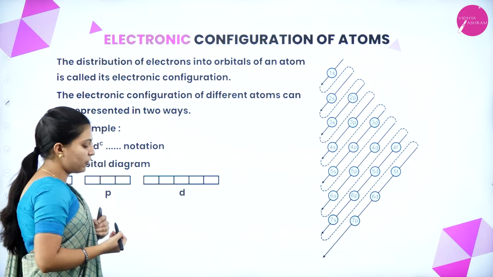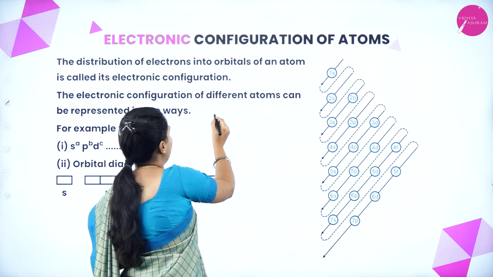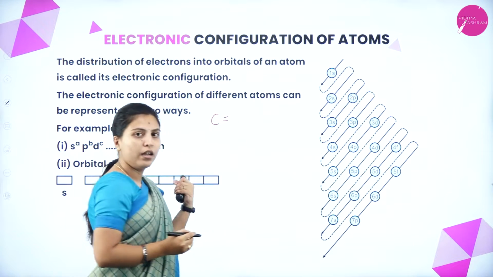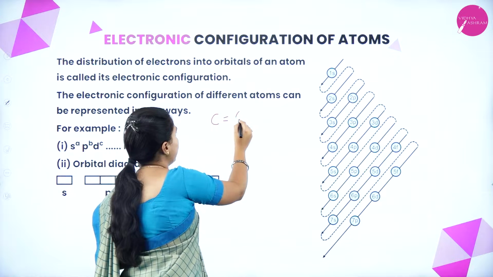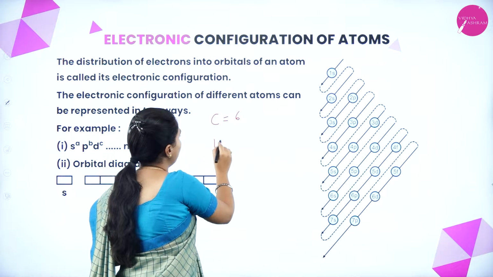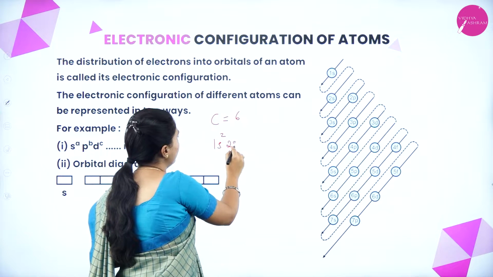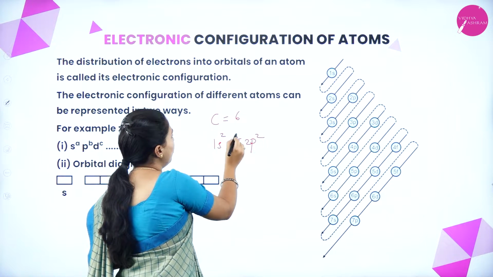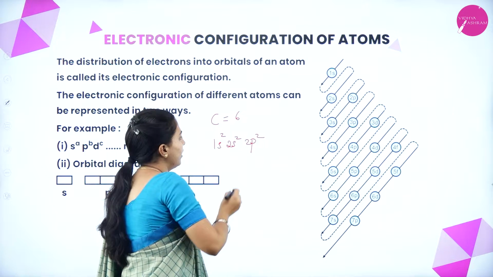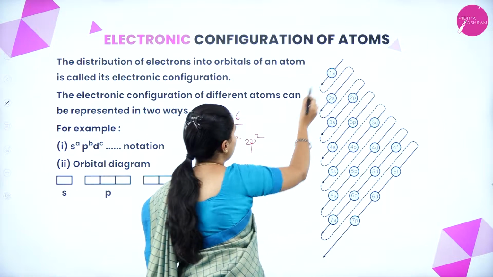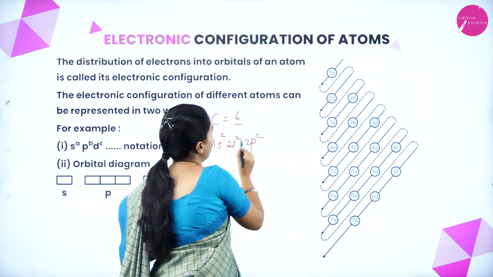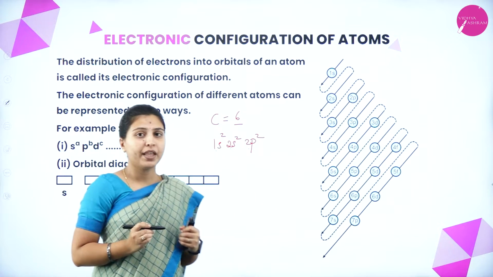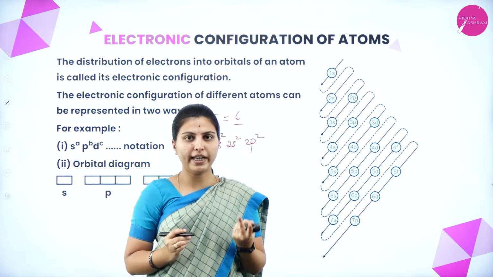First we will see this notation with an example. We will see carbon. Carbon's atomic number is 6, so 1s2, 2s2, 2p2. See here 2, 4, 6. Overall 6: 1s2, 2s2, 2p2. And we have to understand that each orbital can accommodate 2 electrons only.